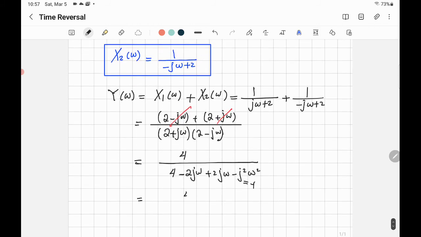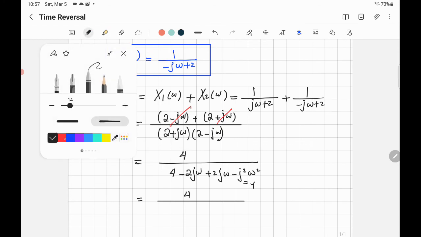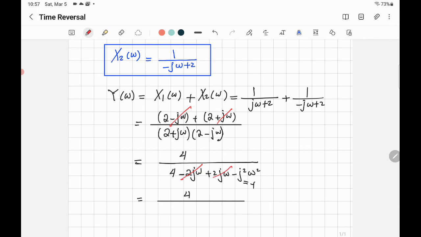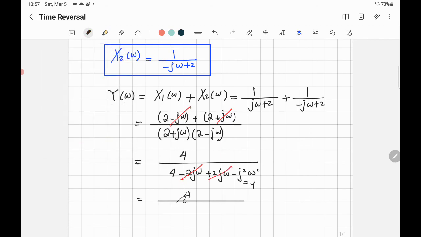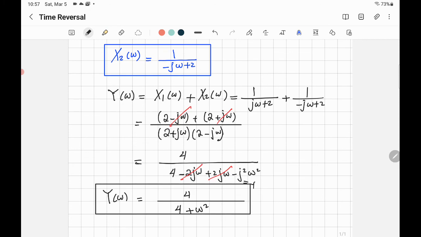So you can write 4 over, and you got something here. It's going to be easy. This part will cancel this part, they are equal. So you have in the bottom 4, and since j squared is minus 1, times the negative gives positive omega squared. So in this case, the Fourier transform for the function that we have here is equal to 4 over 4 plus omega squared.